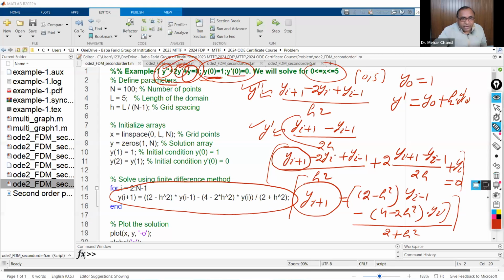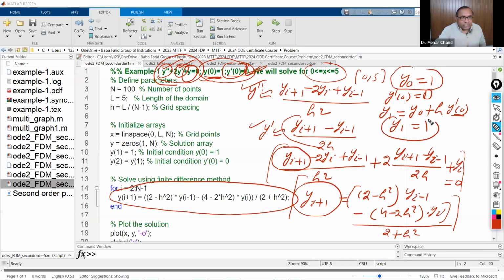So what about the second condition? y'(0) is equal to 0. We can write this in this way: y1 is equal to y0 plus h y'0. The value of y'0 is 0, and when you put it at this place, y1 is equal to 1. So you will have y0 equal to 1 and y1 also equal to 1.